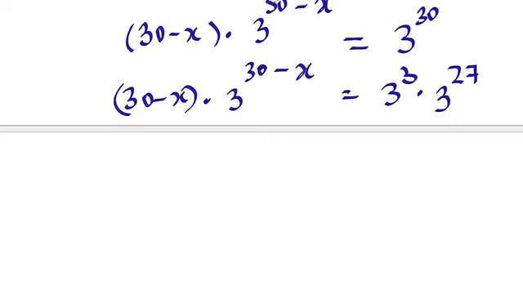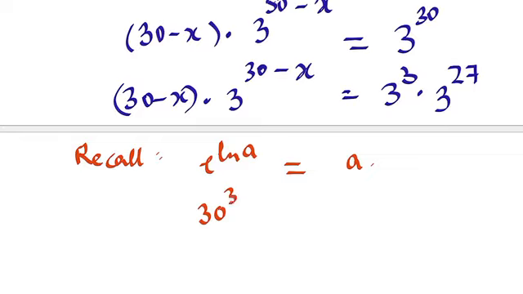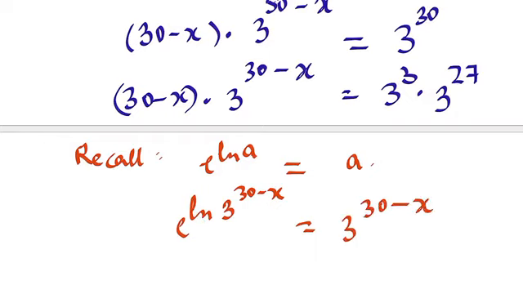Alright, so moving on. Let's recall that when you have something like e to the power of ln of a, this will give us a. So if you have e to the power of ln of 3 to the power of 30 minus x, you see that this and this will be cancelled. We're going to be left with 3 to the power of 30 minus x. So that's what we're going to use.